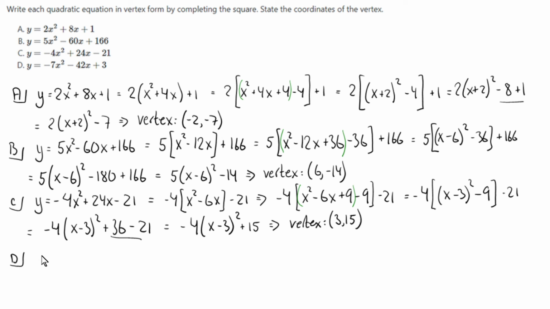And our final quadratic equation here is y equals negative 7x squared minus 42x plus 3. We factor out the greatest common factor from the first two terms, which is negative 7, which leaves us with x squared plus 6x, plus 3.